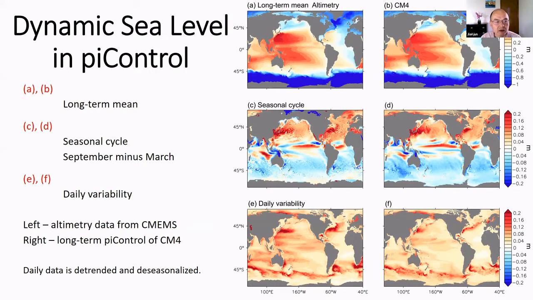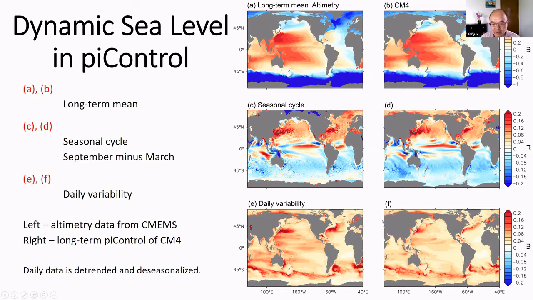Let's do some model data comparison first. The upper two panels show the observed and simulated mean dynamic sea level. C and D show the seasonal cycle of dynamic sea level. Basically, the difference is the dynamic sea level in September minus the dynamic sea level in March. You see CM4 does a good job in capturing the features in the mean dynamic sea level and in the seasonal cycle.